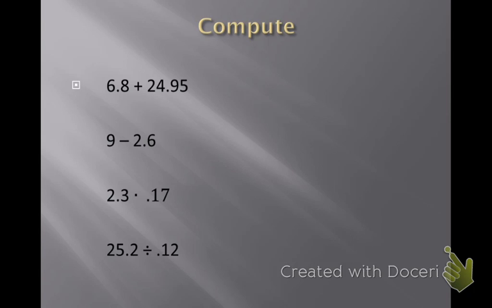There we go. This is just some practicing some computation. We need to know how to do that. So it's the rule when we add and subtract decimals, remember, we line up our decimal point. So if I'm going to write this over here, 6.8 and then 24.95 would go underneath there.